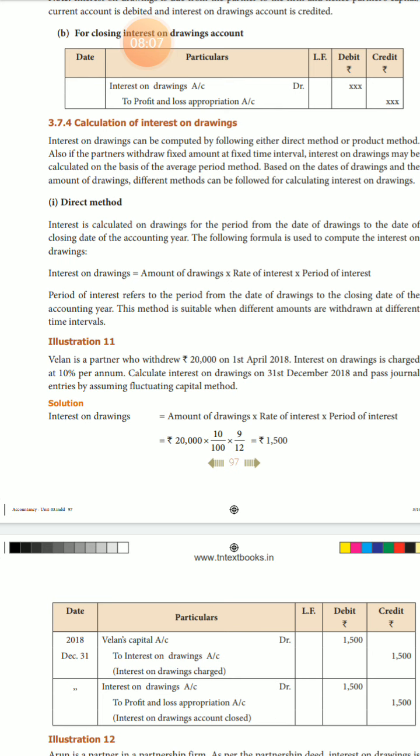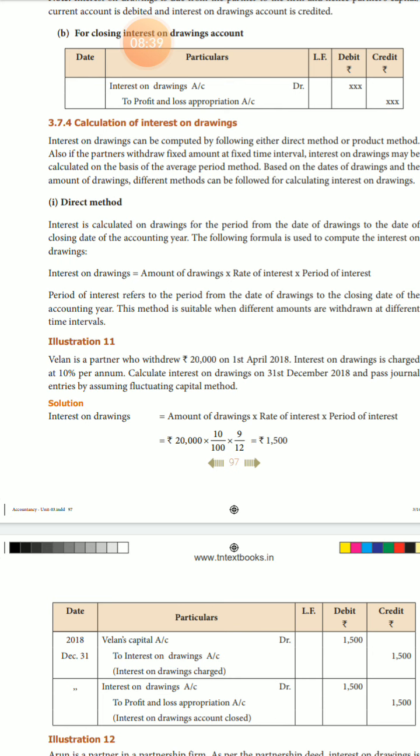March 1. March, April, May, June, July, August, September, October, November, December. How many months? 10 months. 6,000 into 12 by 100 into 10 by 12. Answer is 600.